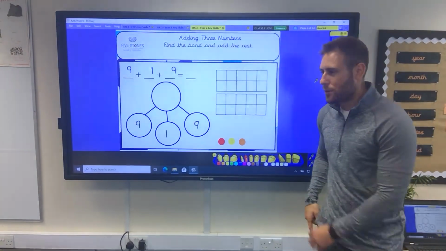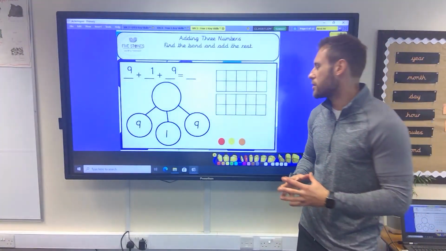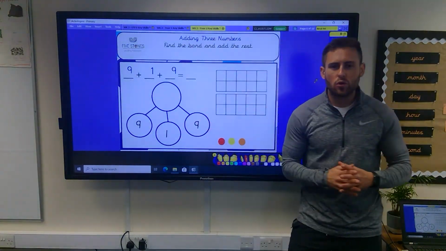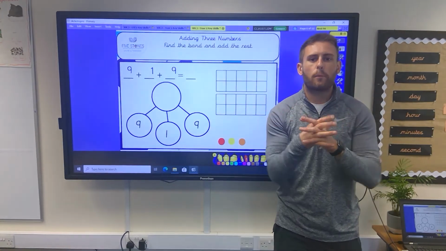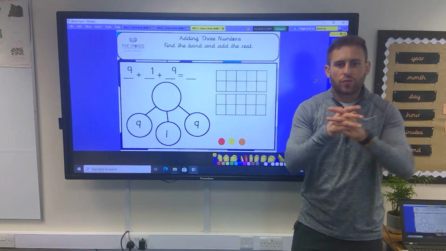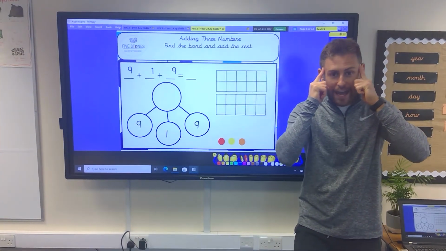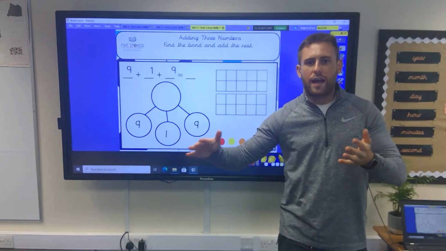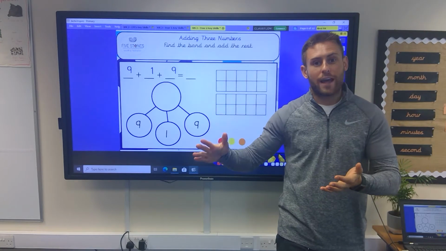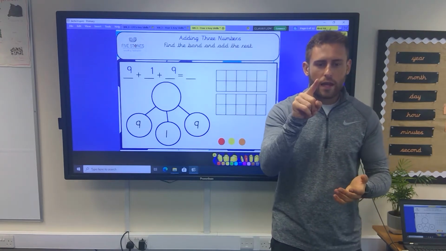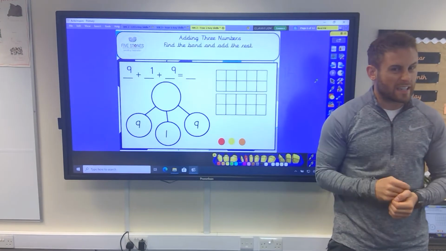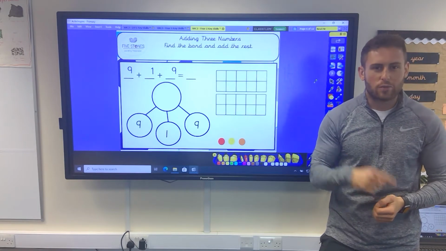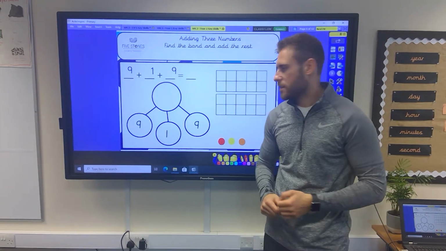But it's not just about adding them. What I want you to do is look at the numbers we're exposed to and try and find a bond. Find a bond that you know you can solve in your head and then add the rest. Find the bond, then add the rest. Make your brain work a little bit less hard than it needs to. We don't need to work hard, we need to work smart.